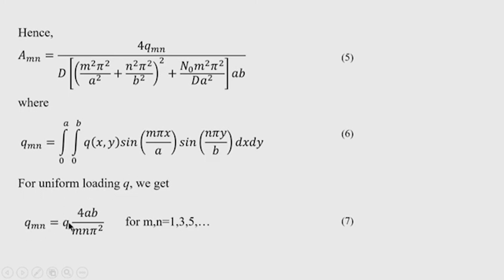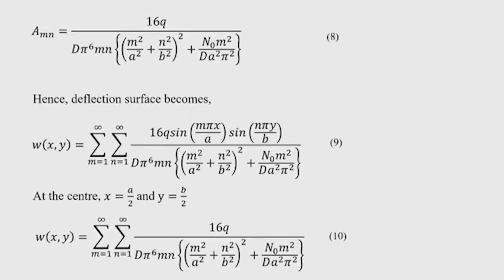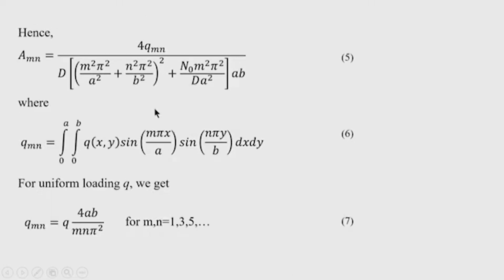So, we get q_mn as 4 q A B divided by m n pi square, where m and n are odd integers. If I take q as the uniform load, then q can be taken outside the integral sign and these two terms can be integrated, and after substitution of lower limit and upper limit, you will find that the value of the integral exists only for odd integers. There are odd values of m and n, 1, 3, 5 up to infinity. Okay. So, this a_mn is found, and after finding a_mn, we can now write down the deflected shape.